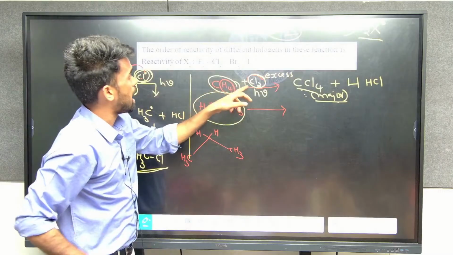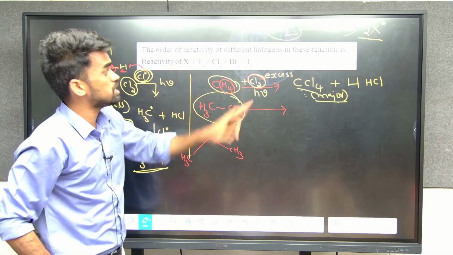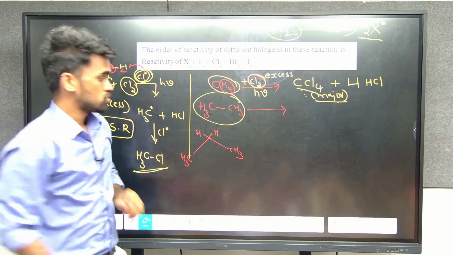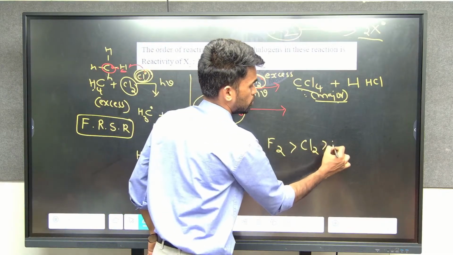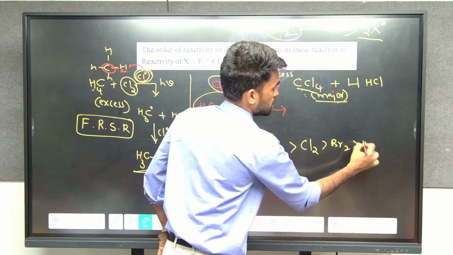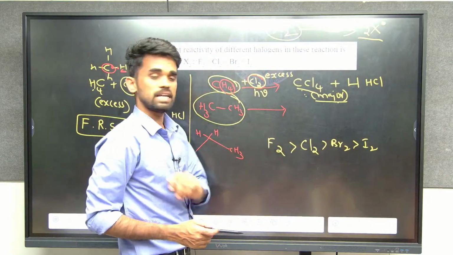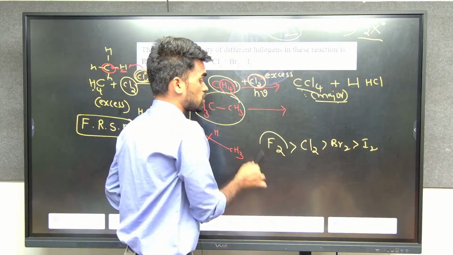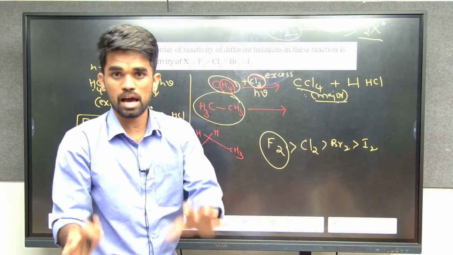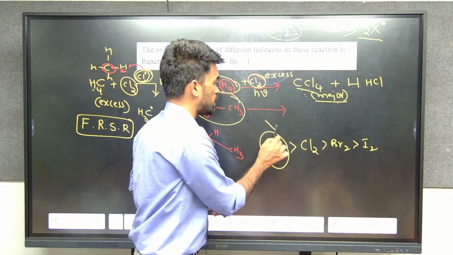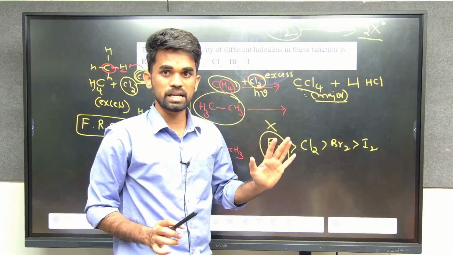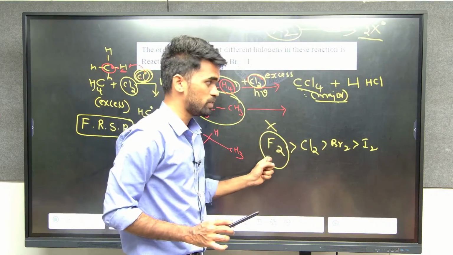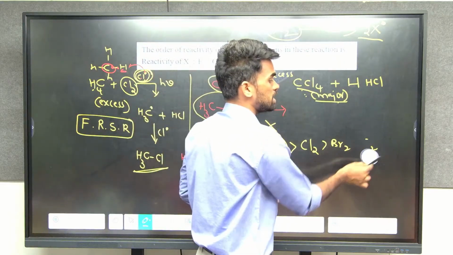Now we have different halogens, so which halogen is more reactive, they will ask. Fluorine is more reactive, then chlorine, bromine, iodine. Generally this is the reactivity order. Fluorine reaction we can't even control in the labs, so we won't prefer this reaction in the labs. That is highly exothermic, vigorous, very fast. And iodination is very slow.